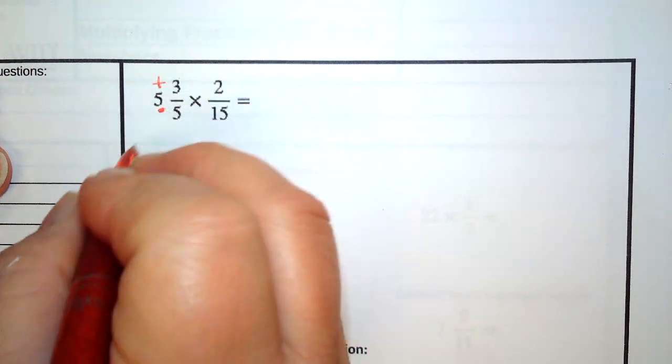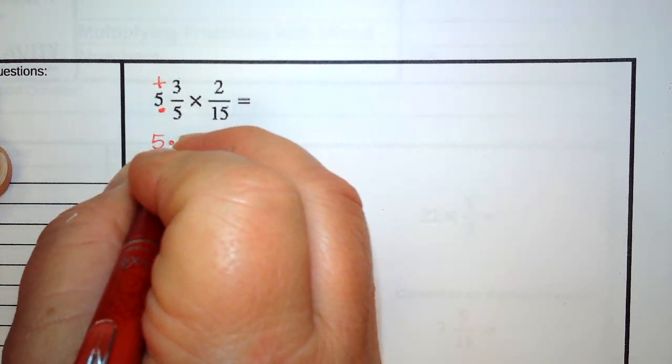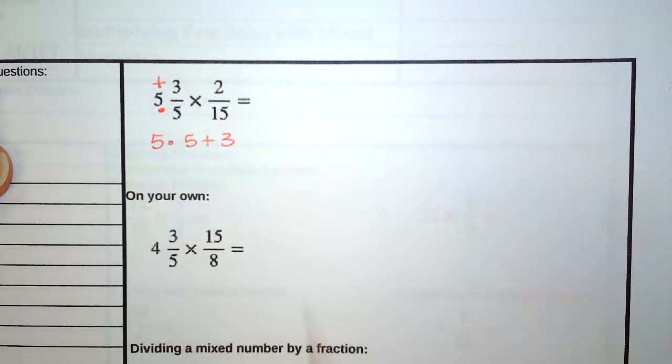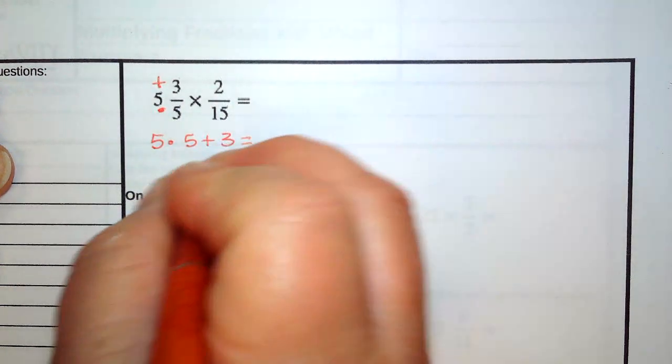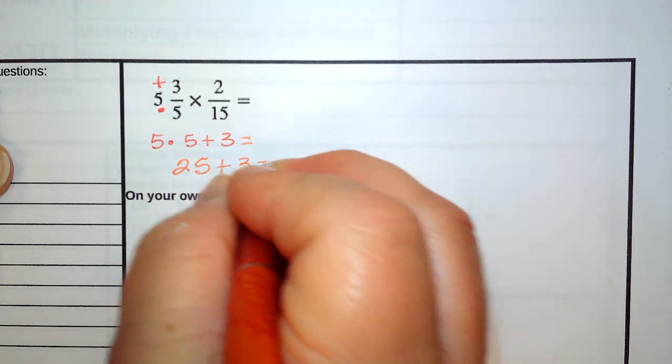You multiply and then you add. So we've got 5 times 5 plus 3. So that becomes 25 plus 3, which is 28.